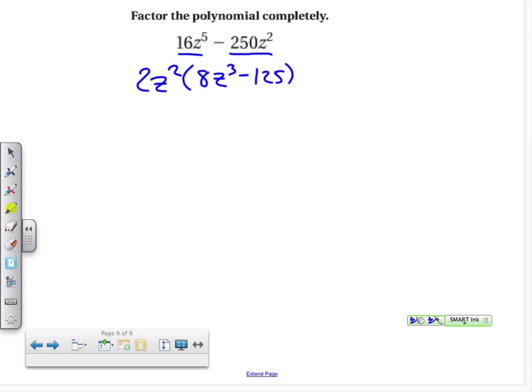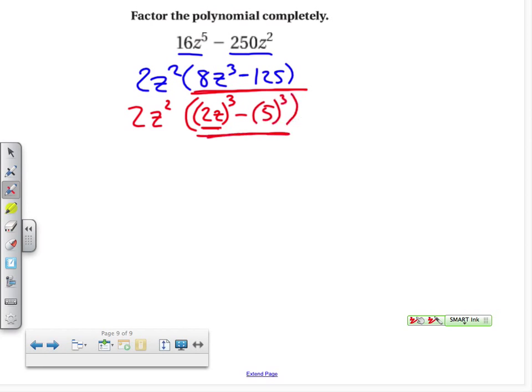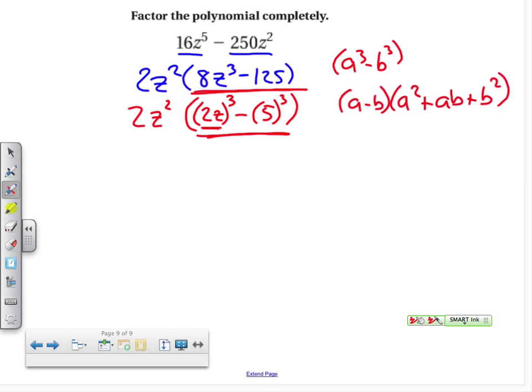Now, look at this expression right here. Notice that 8, that's really the same as 2 cubed. So we got 2z cubed here. And 125, well, that's 5 to the 3rd power. So this right here, that's a difference of cubes. The difference of cubes pattern, a cubed minus b cubed, that's the same as a minus b times a squared plus ab plus b squared, where a is 2z and b is 5.